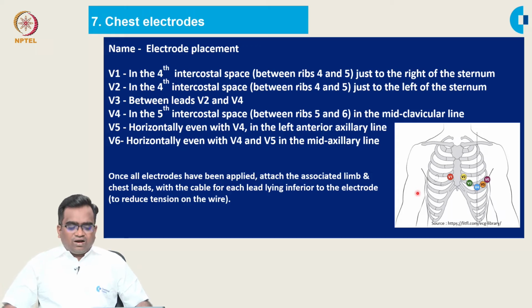Once all lead electrodes have been applied, attach the associated limb and chest leads with a cable for each lead lying inferior to the electrode. This has to be done in order to reduce the tension of the wire.